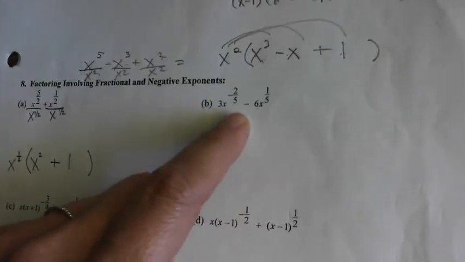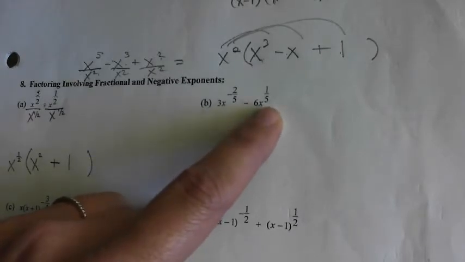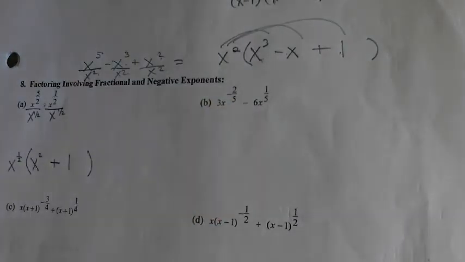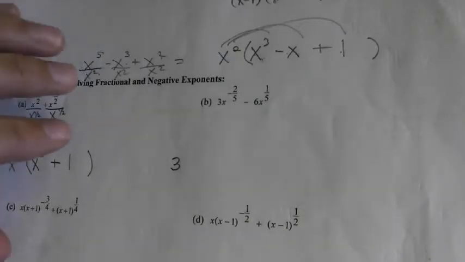This one: 3x to the negative 2/5 minus 6x to the 1/5. First of all, we have a 3 and a 6, so the 3 definitely needs to come out in front as your typical numerical GCF. And then when you look at your x's, which one is smaller? Negative 2/5 or 1/5? 1/5. No, it's not 1/5. You should have gone with your gut, Connor. Where's your confidence, JR? Negative numbers are always smaller than a positive number. So the negative 2/5 is actually what has to come out.